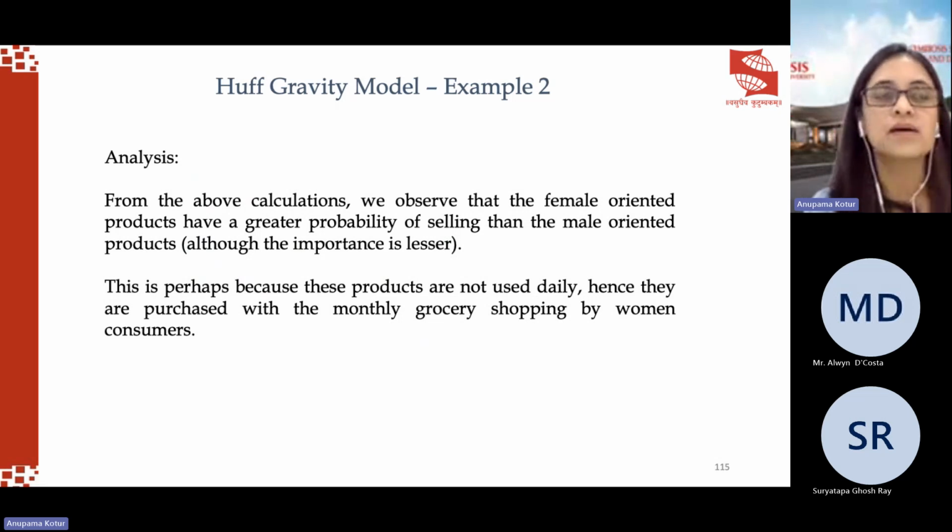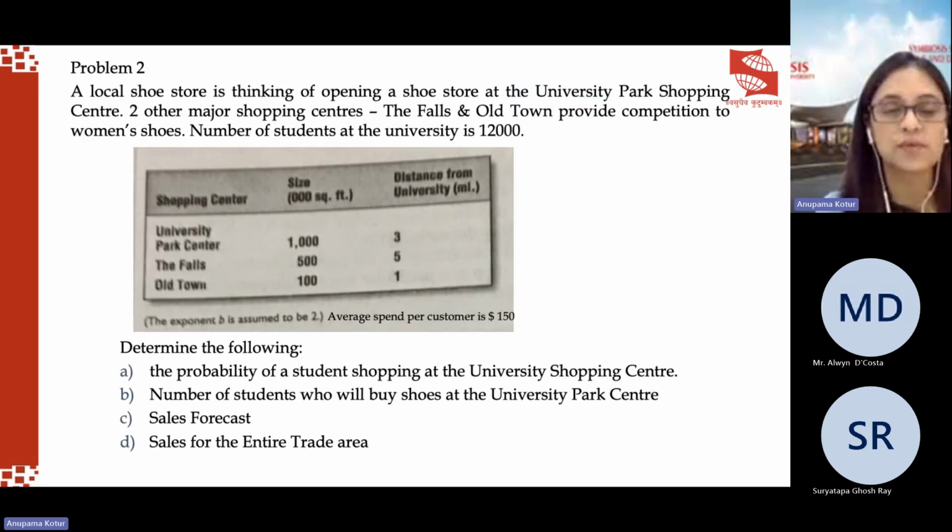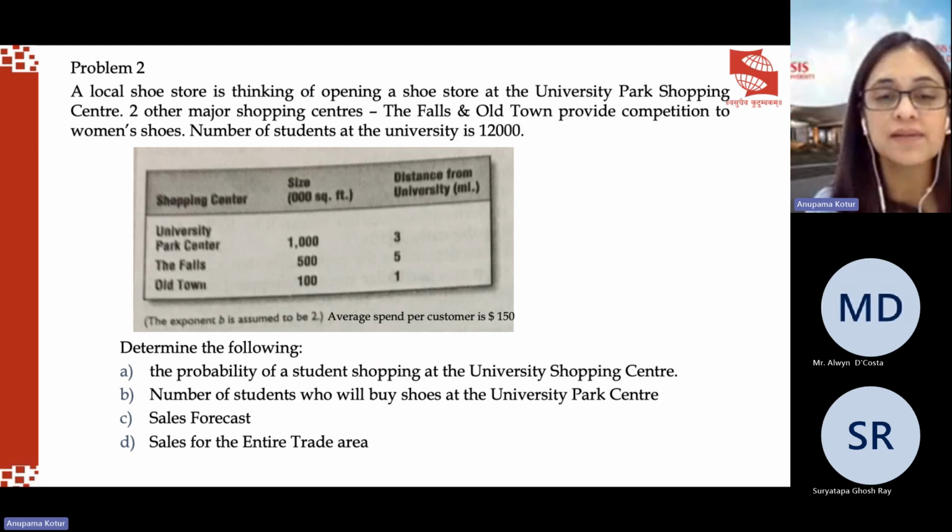Therefore, the probability percentage again sees some impact over there. And then there is another very interesting problem here, which really helps you understand the comparison here.